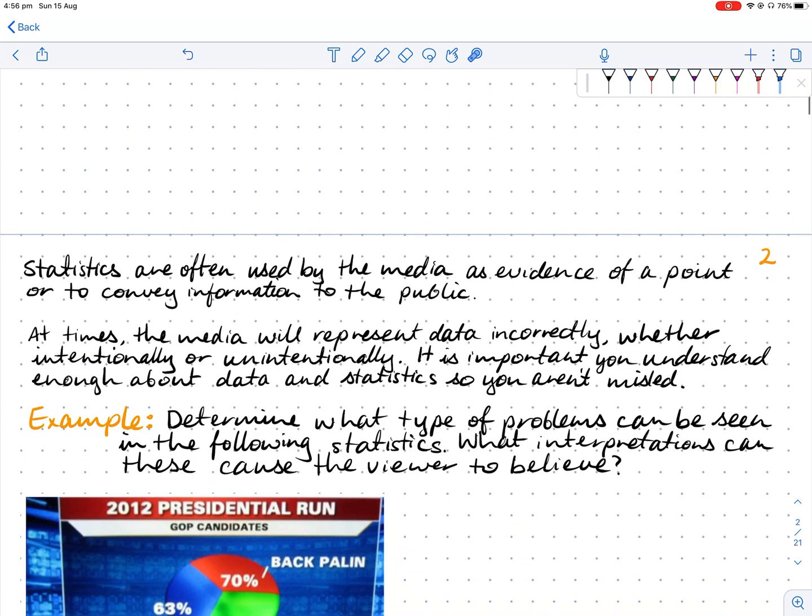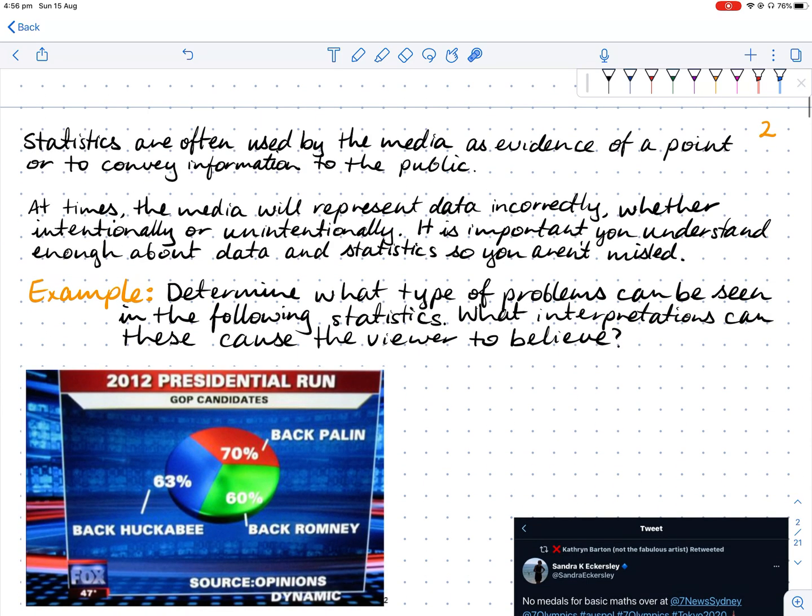Okay, let's keep going. Statistics are often used by the media. It's used because it's almost like an official, scientific way of backing up their arguments. But sometimes the media, intentionally or unintentionally, will convey misrepresented information to the public. Sometimes it might be just the person making the graphs weren't very good mathematicians, and so they made some very big errors in their graphs, or in how they constructed their axes and things like that.